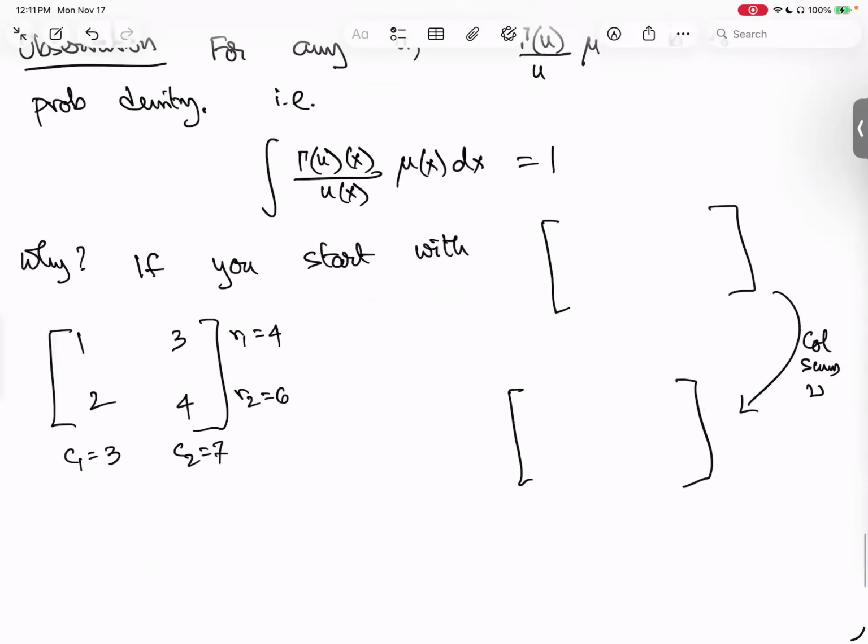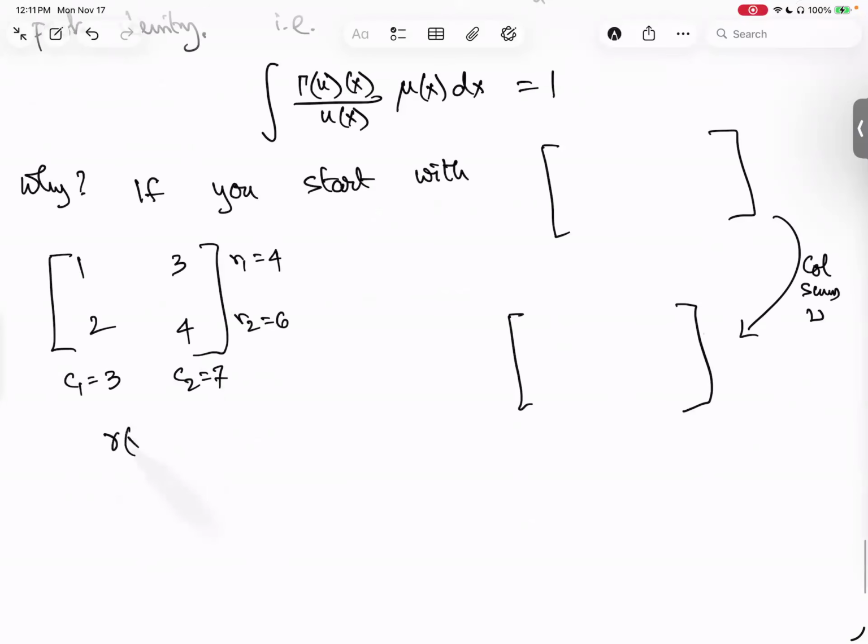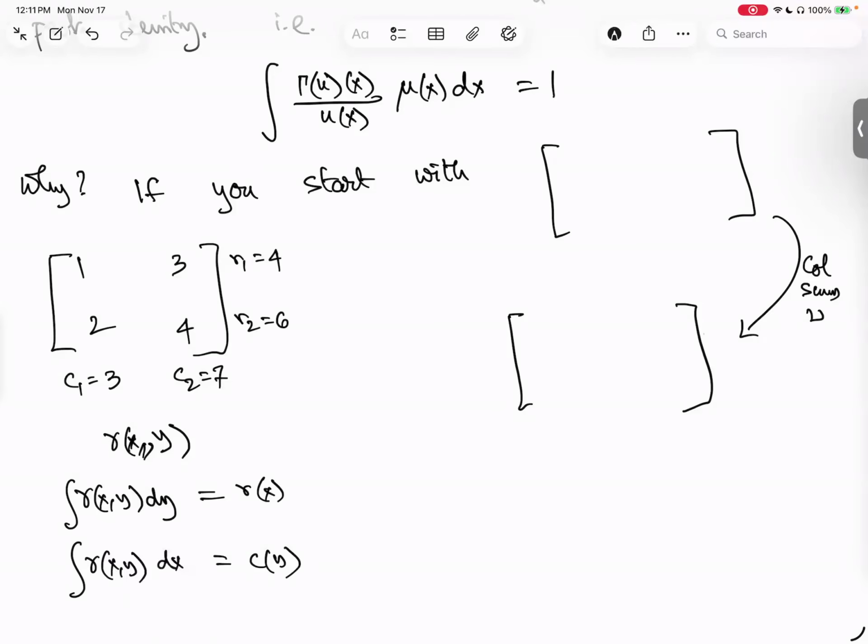Great. So if you have a joint density gamma of x, y, then a row sum corresponds to fixing a row x and integrating over y. That's my row sum, R of x. And my column sum, C of y, would be to integrate gamma x, y over dx. That's my column sum. So row sums and column sums are just taking the marginals.